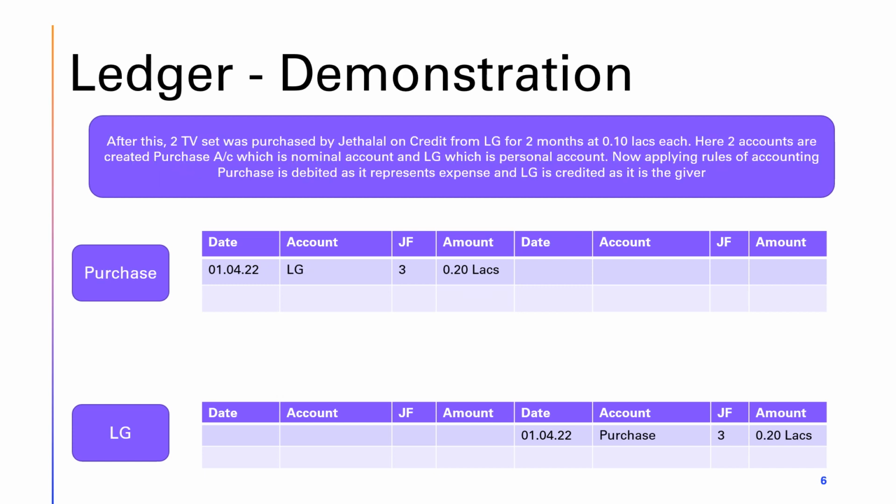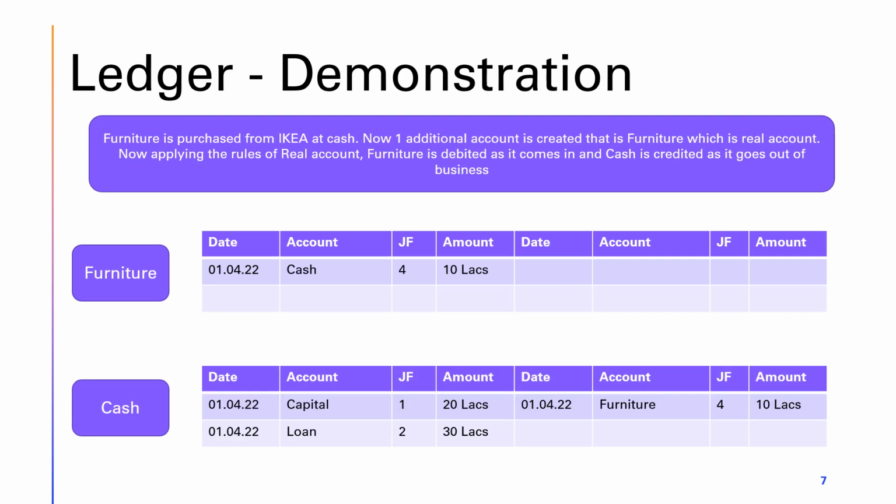After that, TV was purchased on credit from LG company, and hence we will simply open 2 ledger accounts. The first one is purchase account and the next will be LG company account. And we will record the entries in both of them as you can see on the screen. Next was purchasing of furniture on cash. Over here, simply cash is going out of the business. Hence, the amount is mentioned on the credit side. And one new ledger is opened in the form of furniture and we will record the amount.